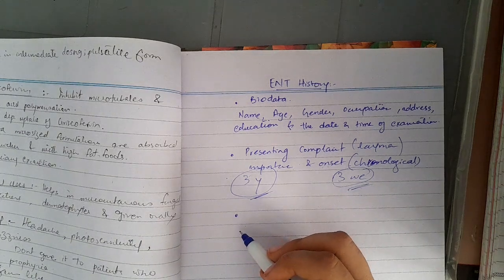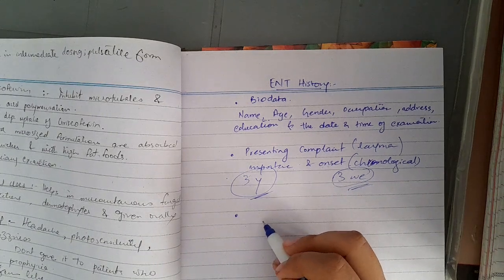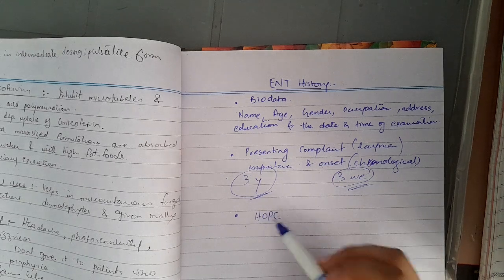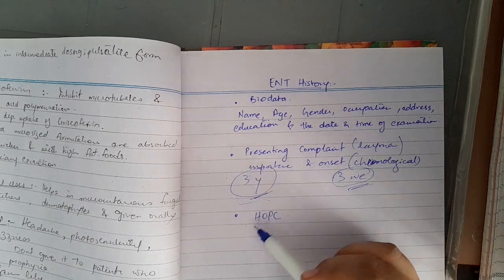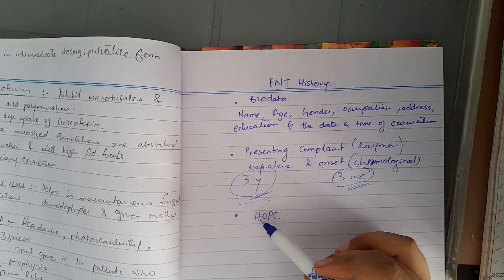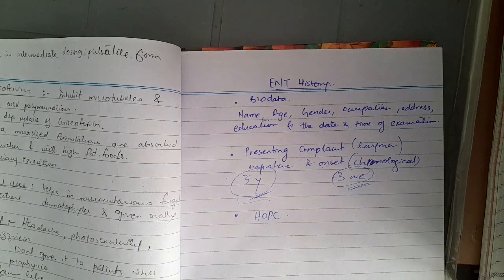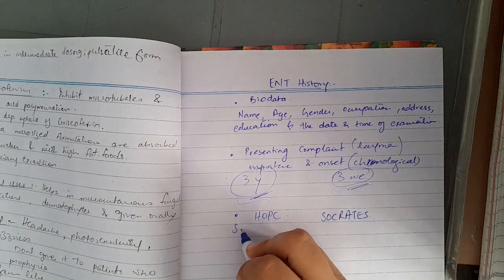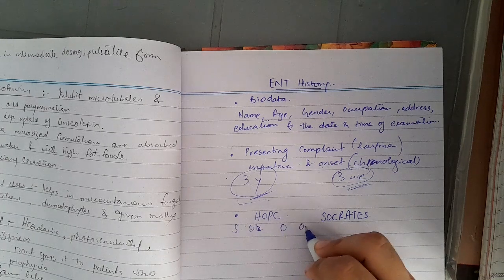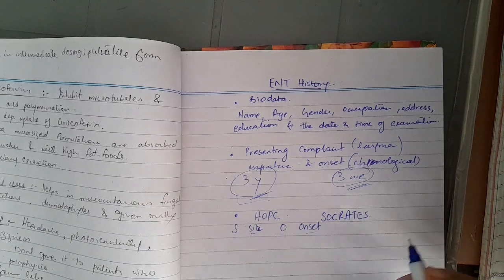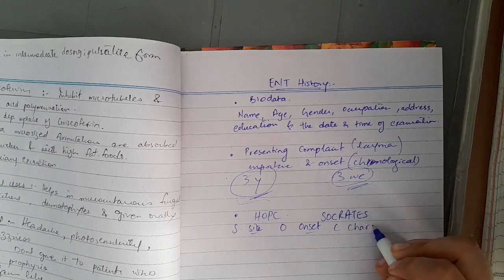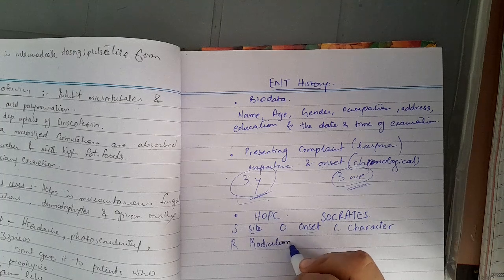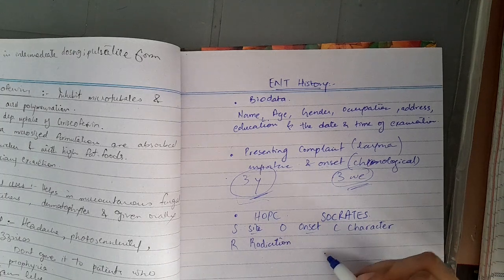Next we move on to the history of presenting complaint. HOPC, history of the presenting complaint. Whatever the presenting complaint is, you will write a detailed description of the pain, of the discharge or anything. Okay, for pain we use a criteria that is the Socrates criteria. S is for site, O is for onset, okay, where the pain occurs, when does it occur, C is for character, whether it is sharp or dull, okay, R is for radiation, which organs does it move up to, does it move to your back, your cheek, nose, etc.